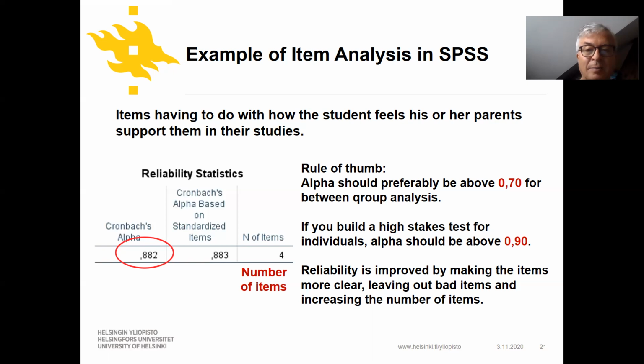Even a little bit lower is quite okay. But if you are going to be a psychologist or in educational assessment and make decisions concerning individuals, so this student should be selected into our program, that student should not be selected, then you should have much higher alpha. So 0.9 would be appropriate. That means much longer tests, and they would be naturally much more tiresome for the students. So you can't measure so many things with such high alphas.